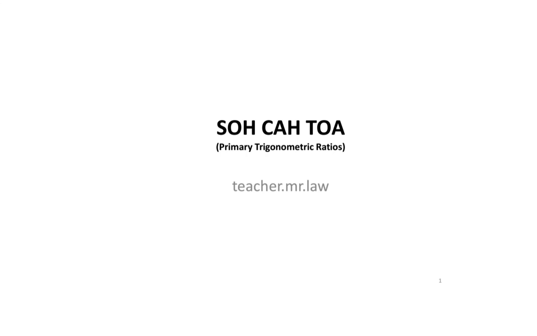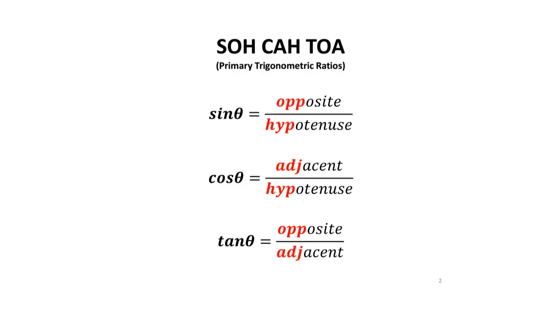In today's lesson, we'll be learning about SOH CAH TOA, which is also known as the primary trigonometric ratios. In a previous lesson, we learned that SOH CAH TOA is a mnemonic which helps us remember the primary trigonometric ratios. The SOH in SOH helps us remember this ratio, while the CAH in CAH helps us remember this ratio, and the TOA in TOA helps us remember this ratio.